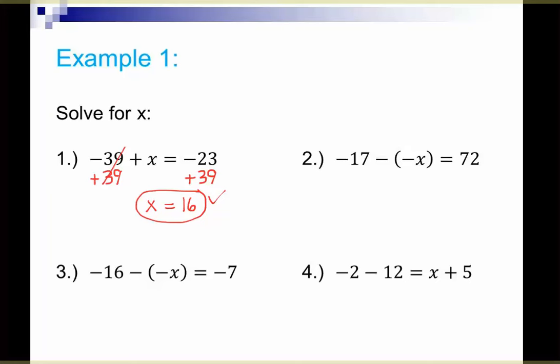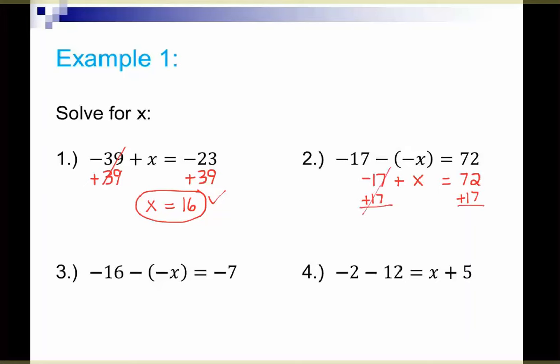Now, in number 2, we have some simplifying to do first. Negative 17 minus negative x equals 72. Before we do anything, let's go ahead and simplify that to negative 17 plus x equals 72. That minus a negative can be simplified. All right, what are we trying to get rid of? Well, we're trying to get rid of the negative 17. To get rid of the negative 17, we're going to add 17 to both sides.